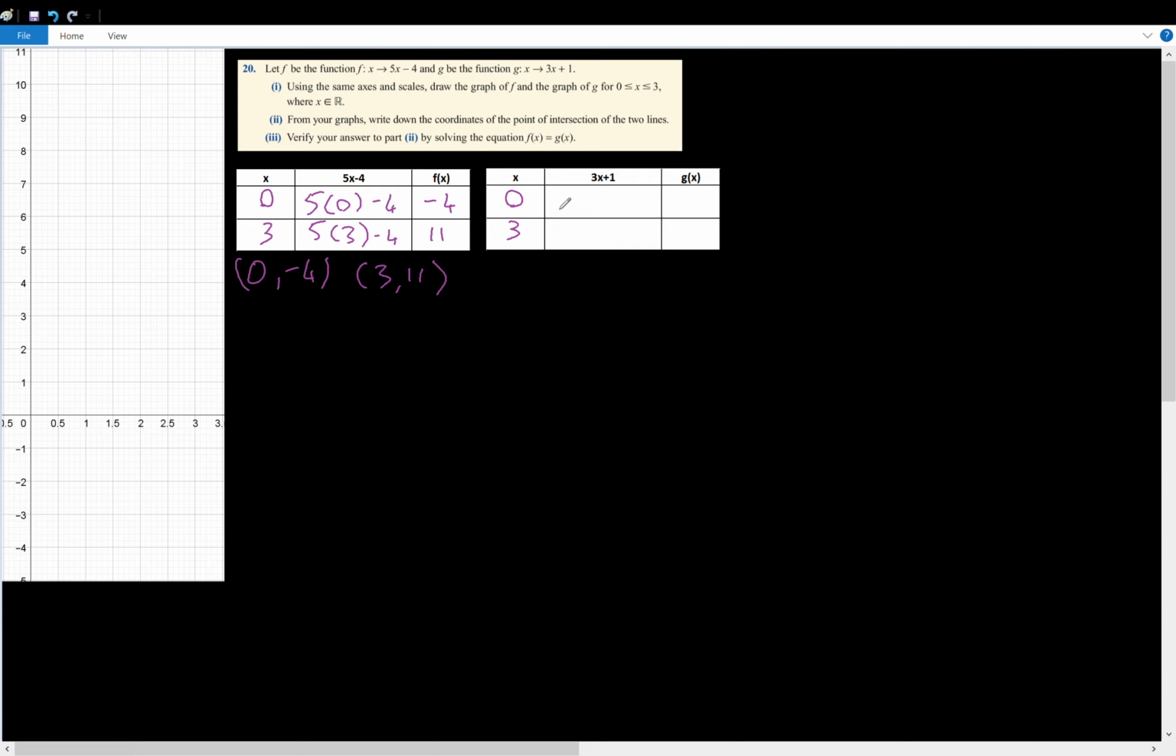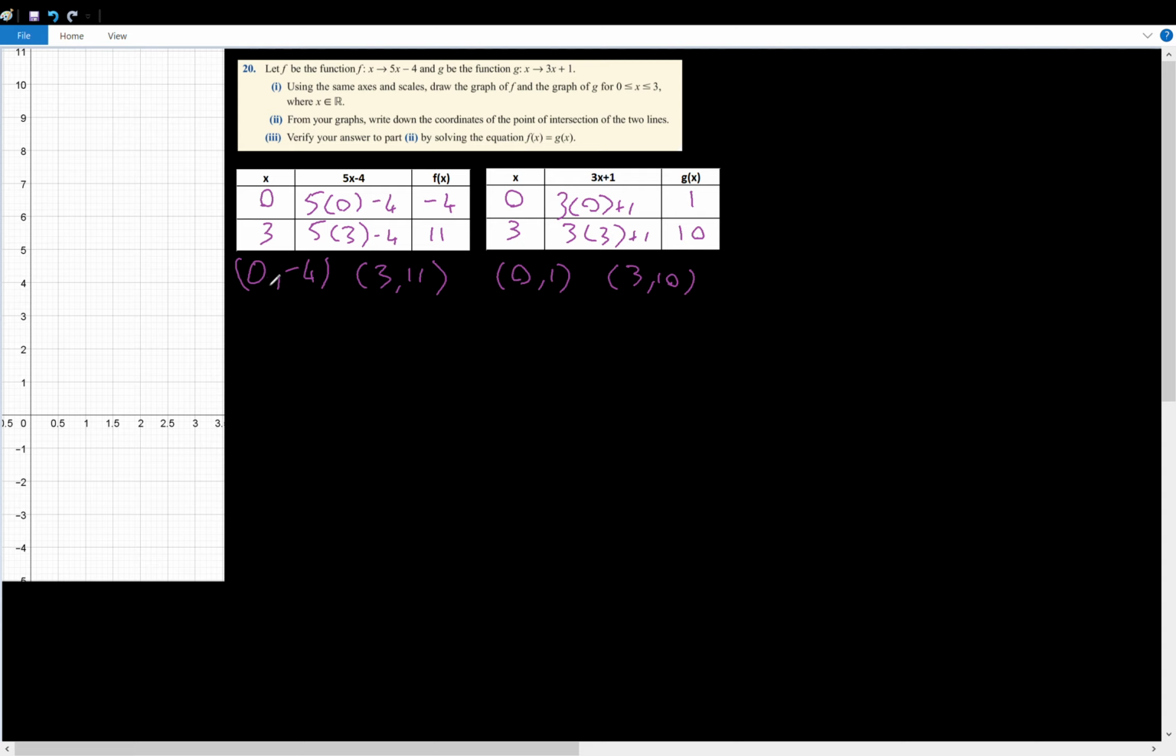Then on our g of x, we're going to put 0 into our equation in place of x. So we're going to have 3 times 0 plus 1, which just gives us 1. We're going to have 3 times 3 plus 1, which will give us 10. So our 2 points on this particular one are going to be 0, 1 and 3, 10. And we're going to plot those points and then draw a line in between them.